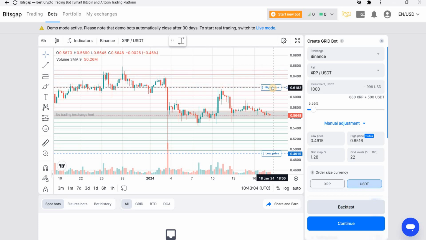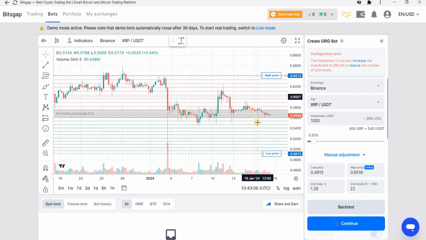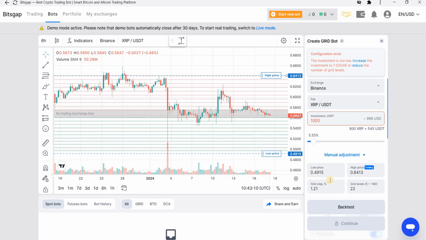Now these can be moved with the mouse, or you can type the figures in here. So what I try to do is set the high price at just above the current price. So generally 5% above the current price. That gives us more of the grid below the current price. So we want as much of the grid below the current price as possible. That gives us plenty of space for the price to go down without dropping out of the bottom of the grid. Because you don't really want it to drop out of the bottom of the grid, because once it's out there it's no longer trading and it's no longer making you money.